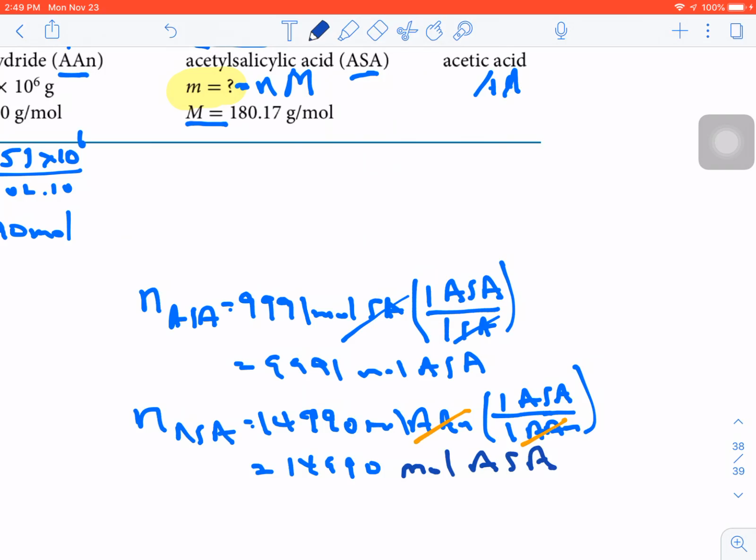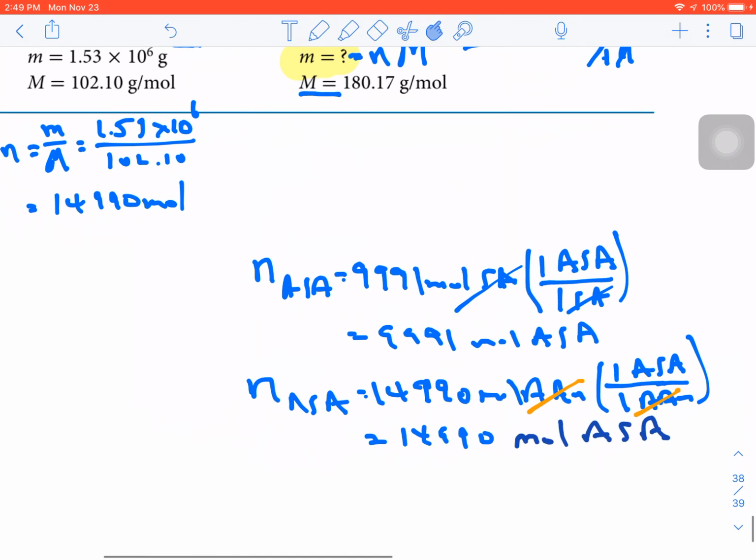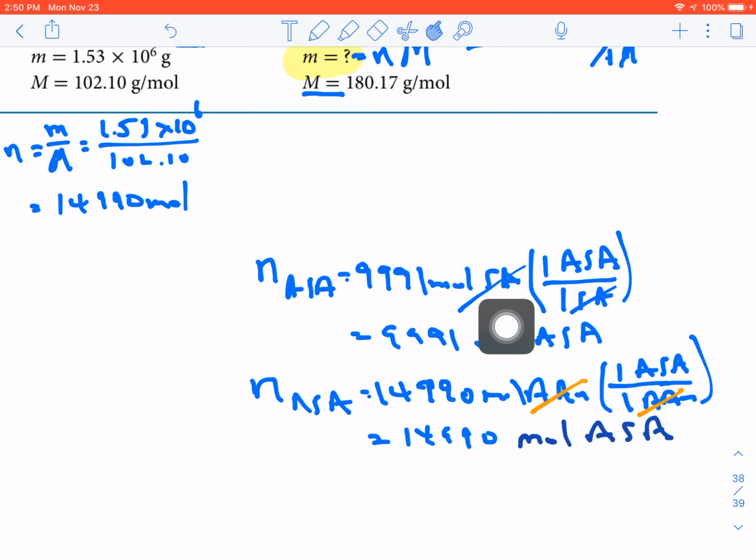Okay, so now the question becomes, which of these two is going to run out first? Well, if I look at the salicylic acid, I have enough salicylic acid to make 9,000 moles of aspirin. I have enough acetic anhydride to make 15,000 moles of aspirin. But one of these is going to run out first. This one's going to run out first. So this is the one that I need to be looking at.